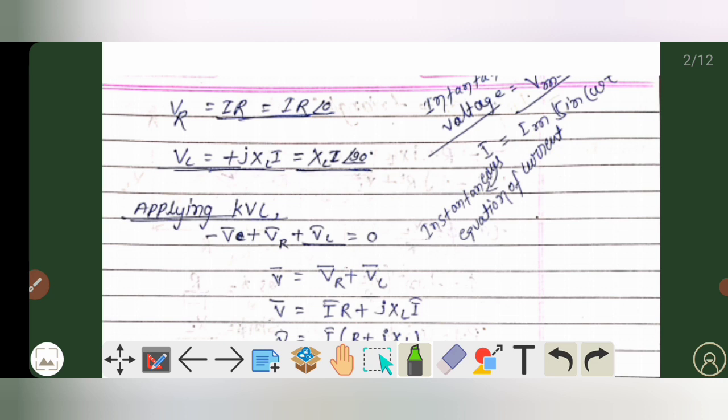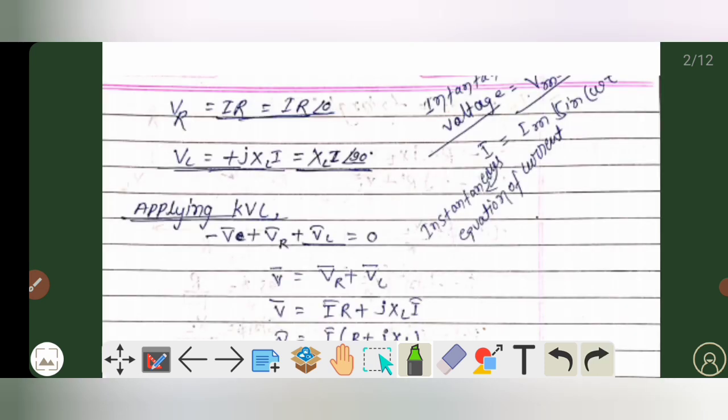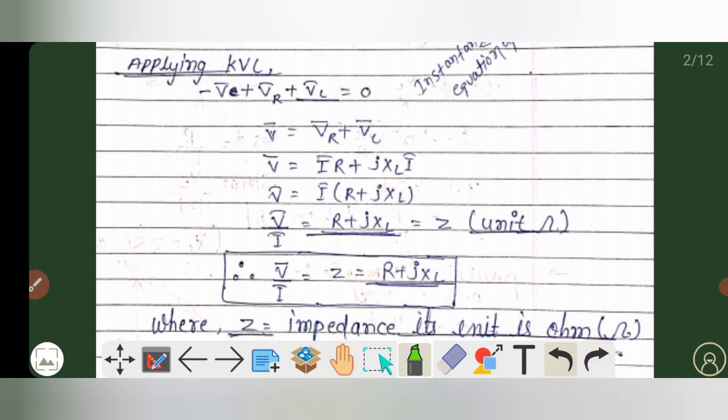In this circuit, if we try to find the overall voltage, we can write minus V plus VR plus the voltage across the inductor equals 0. So the overall voltage is V equals VR plus VL. Putting in the values of VR and VL and taking I as common, it comes out to be V equals I times R plus jXL.